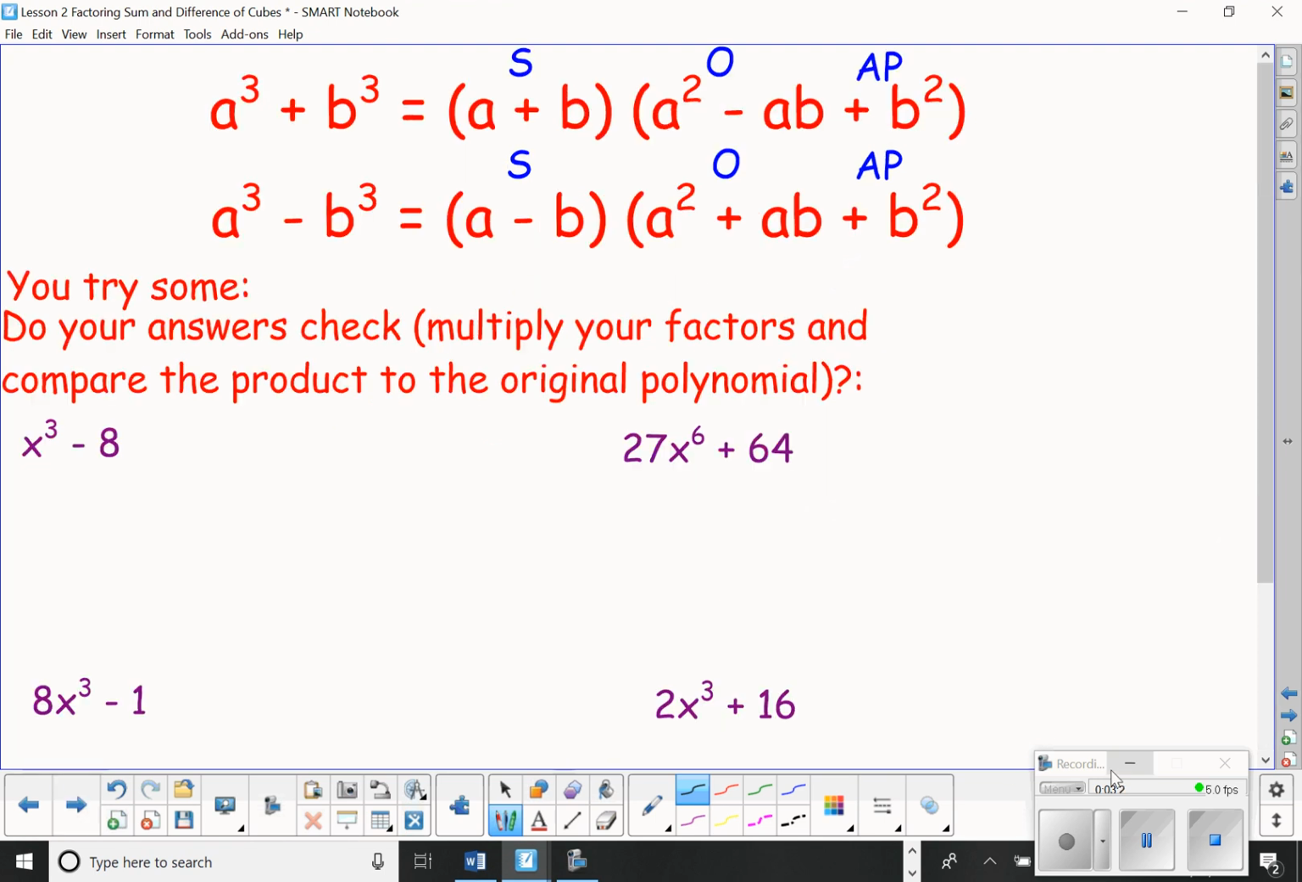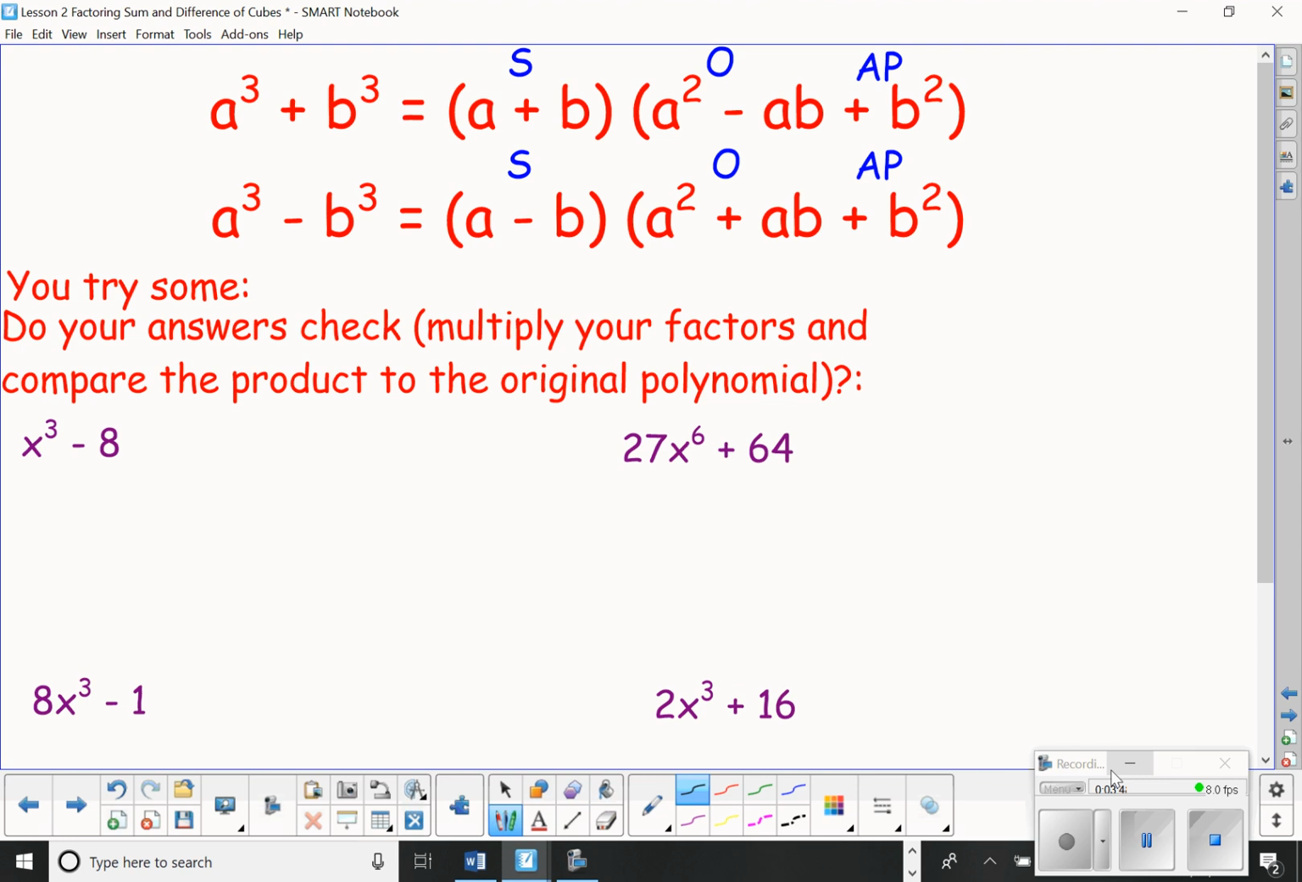Now, let's look at some numbers. If we look at x cubed minus 8, yes, 8 is a perfect cube. Yes, you should know some of your perfect cubes. 2 cubed is 8, 3 cubed is 27, 4 cubed is 64, 5 cubed is 125, 6 cubed is 216. When you start going much past that, you might not recognize them right away, but you will when you start getting into this unit.